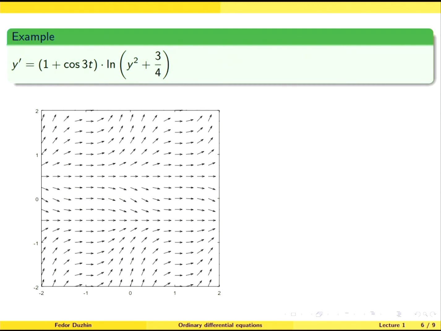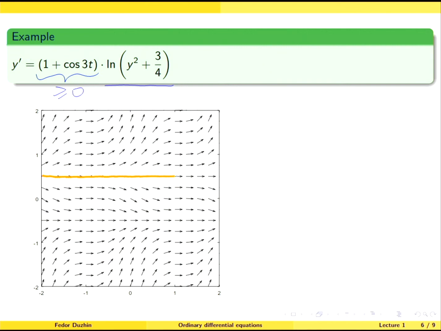Okay, this is similar. Notice that this example has the same component, ln of y squared plus 3/4, plus this component, which depends on t, but it is always non-negative. And the differential equation is a little bit more complicated, and the direction field is a little bit more complicated, but still we have the same basic structure.